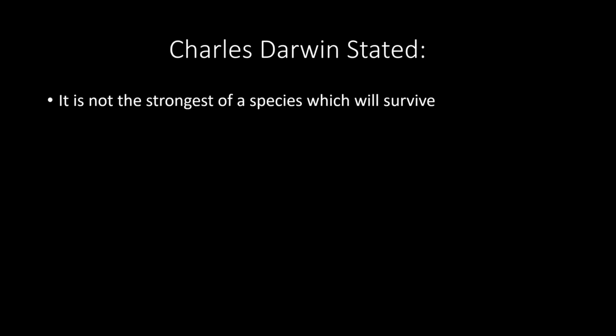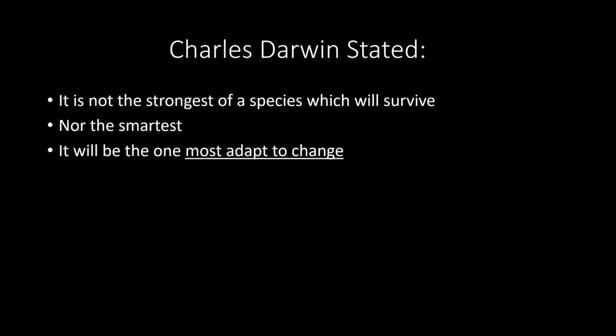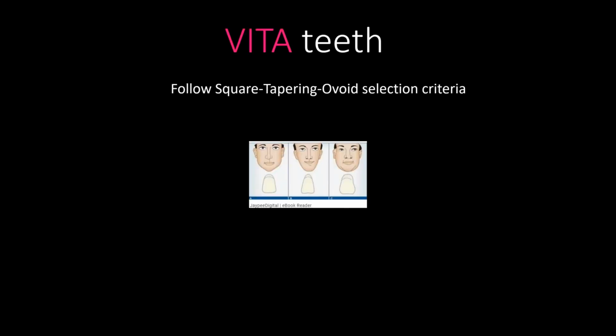So Charles Darwin stated, it's not the strongest of a species which will survive, nor the smartest. It's the one most adaptable to change. And that's really difficult because I'm asking you to get out of your way right now. And I'm going to show you some things that are different and new. And for those of you that are joining me for the first time, welcome. For those of you that are taking this as a repeat, welcome. So my goal is to help and inspire and to show you, again, my journey and my questioning of the norm and the textbook. So a couple of things about VITA Teeth.